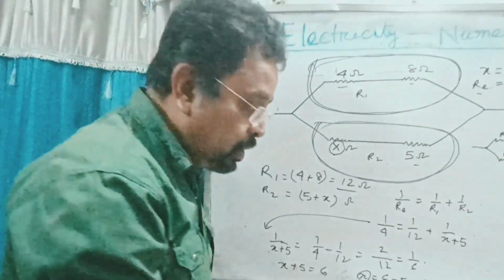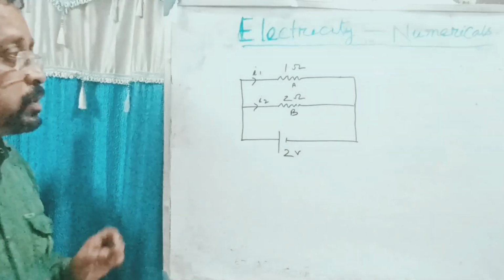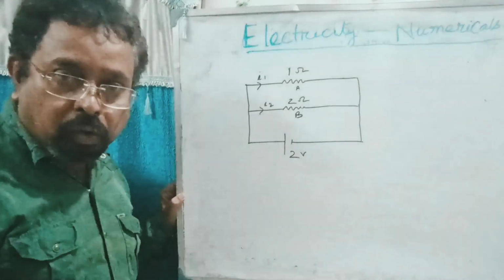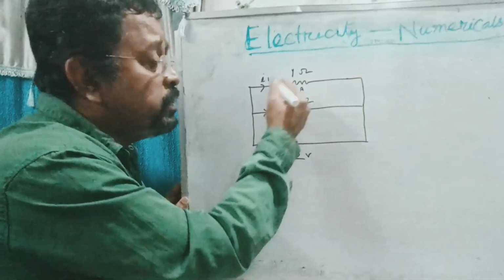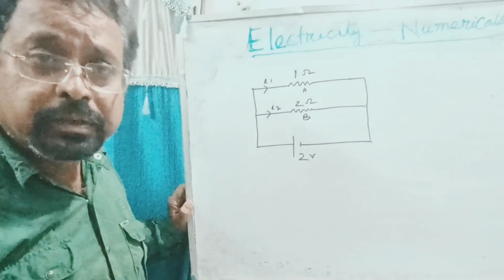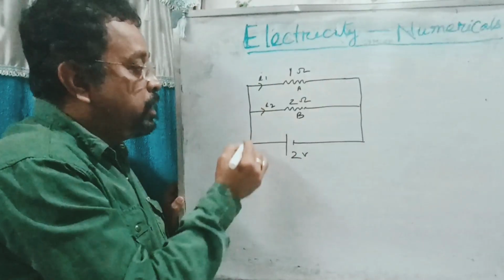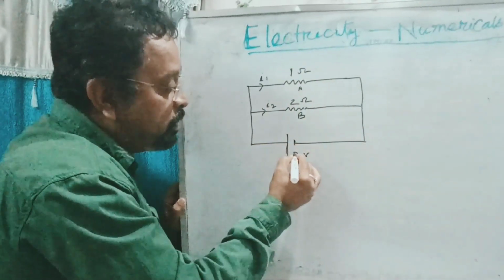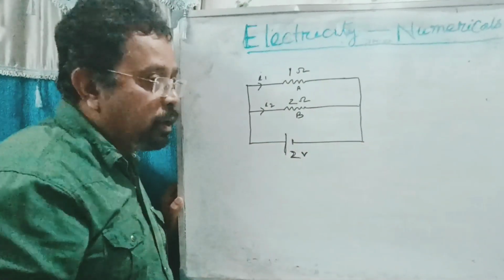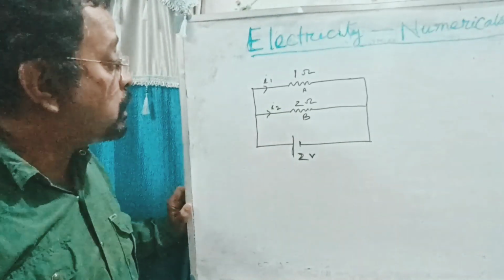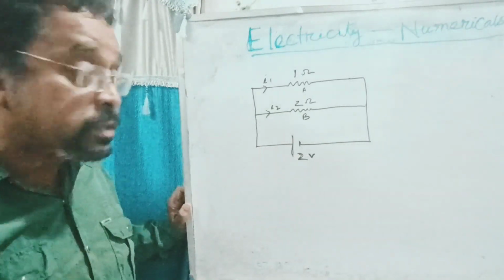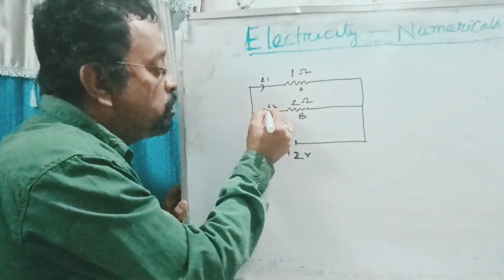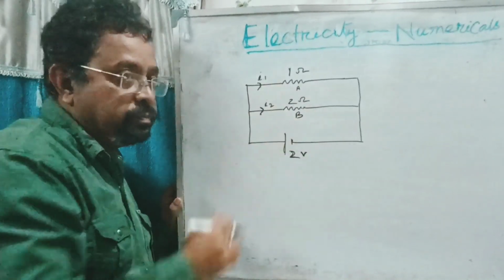Is it clear? So the next question. See, this is the circuit. This is a 1 ohm resistor, and a 2 ohm is the other resistor. These two resistors are connected either in series or parallel. Yes, it is in parallel connection. Now this is connected with an EMF of 2 volt. The question is, what is the current through each resistor? Let us think the current through the 1 ohm resistor is I1 and the current through the 2 ohm resistor is I2.